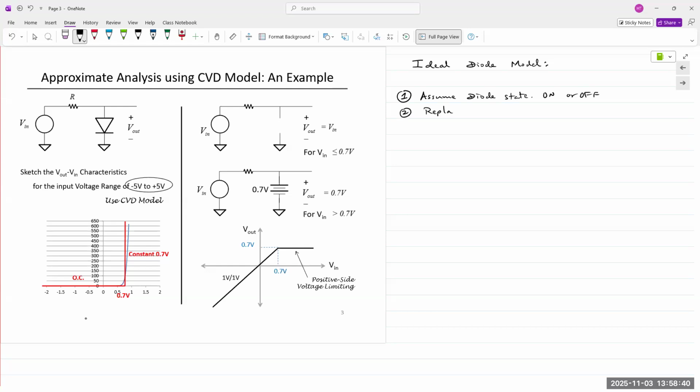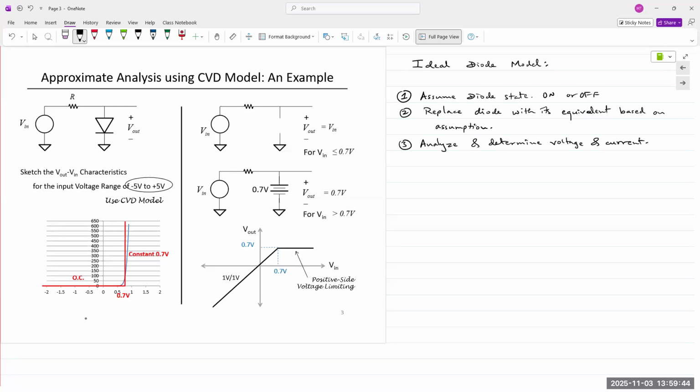Then replace the diode with its equivalent based on your assumption. If you assume that the diode is on, then you replace it with the short circuit wire. If you assume that the diode is off, then you simply remove the diode from the circuit. So it's an open circuit. So you replace the diode with its equivalent based on your assumption. And then you analyze and determine the voltage and current through the diode.